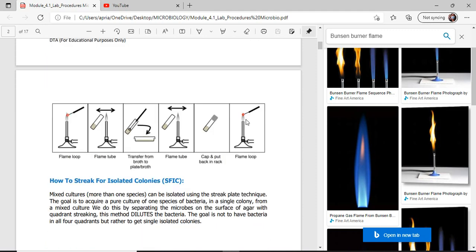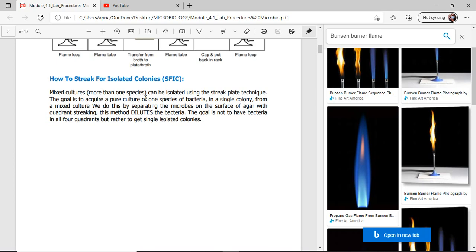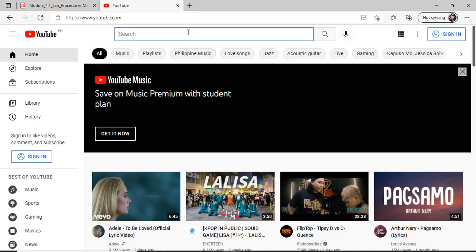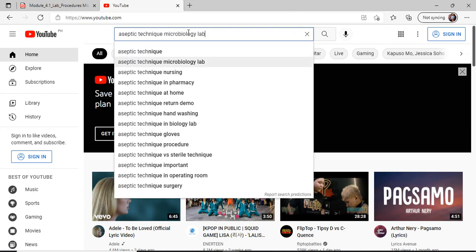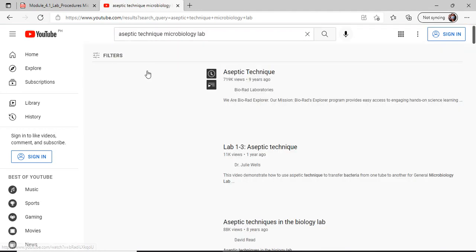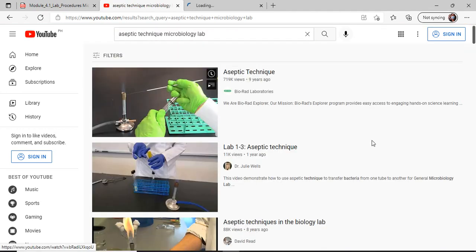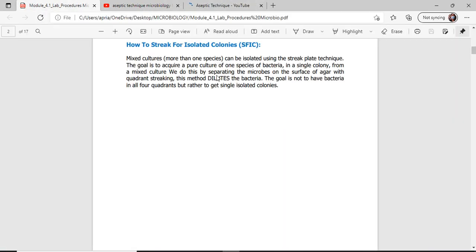And you have here how to streak for isolating colonies. Okay, aseptic technique. While we wait for it to load, we have here how to streak for isolated colonies. Okay, streaking.